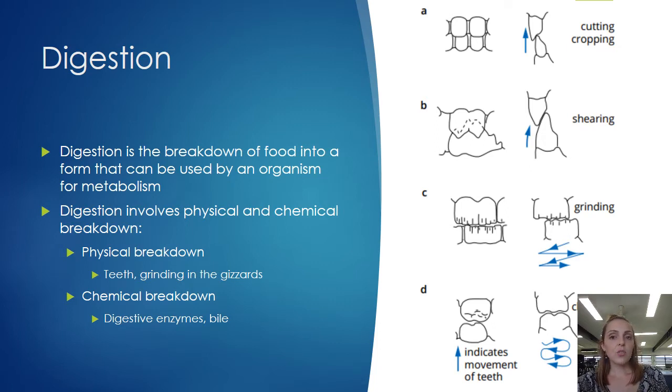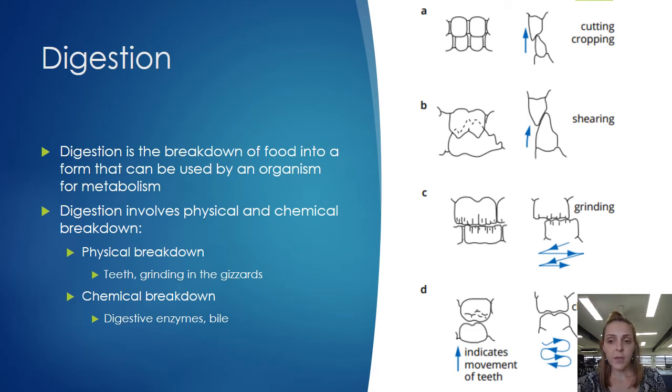Physical breakdown is also called mechanical digestion, and that's referring to breakdown by the teeth in the mouth, grinding in the gizzards, or churning in the stomach. So an actual physical, mechanical breakdown of the food object. Chemical breakdown is what mostly occurs in our digestive tract, and that involves the use of digestive enzymes, chemicals that are going to speed up the process of breaking something down. And there's enzymes that do this, and we're going to talk about bile as well, which is a product produced in the liver.